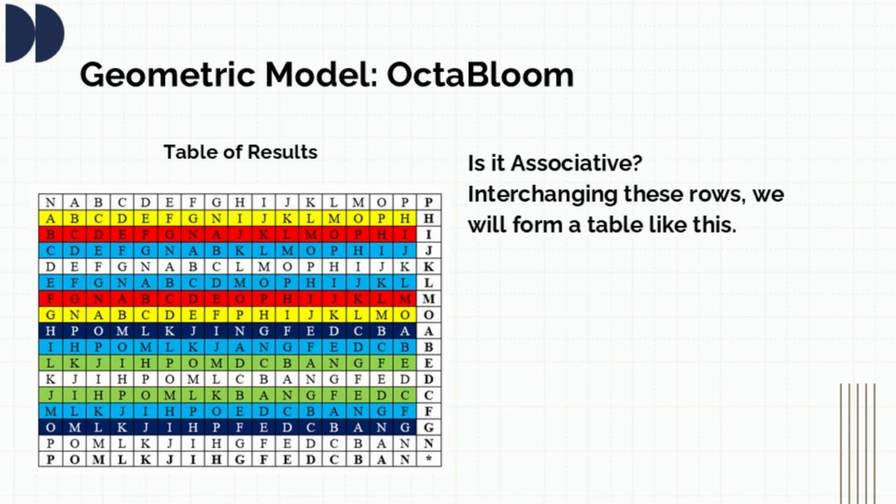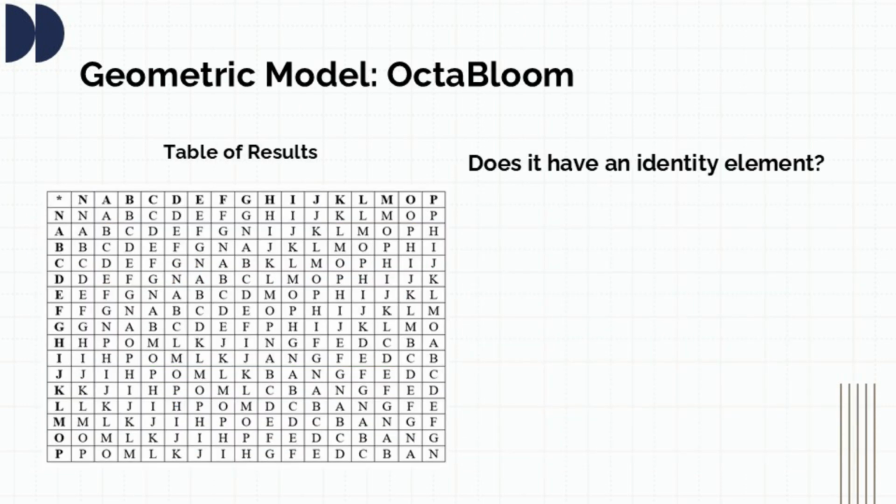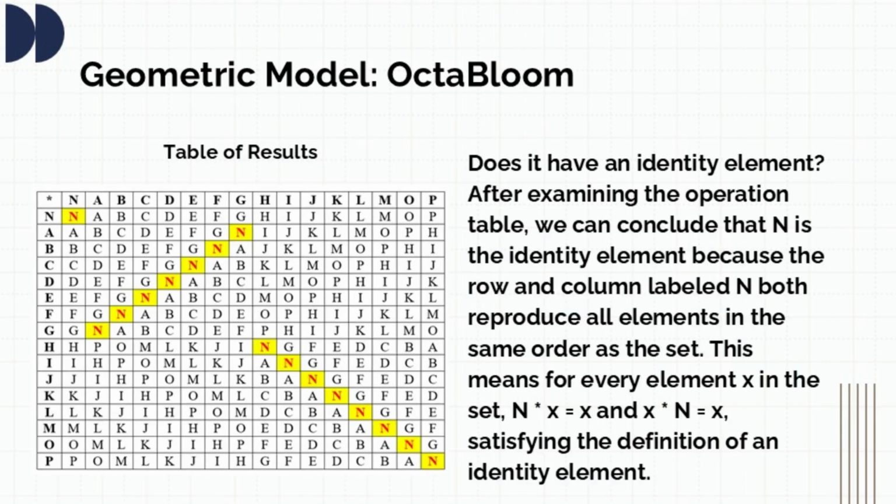If we interchange these rows, we will form a table like this. As you notice, the rotated table is similar to the original table. Therefore, the geometric model is associative. So next is, does it have an identity element?